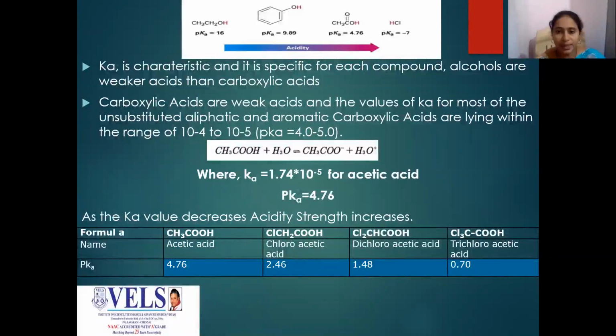Ka is characteristic and it is specific for each compound. Alcohols are weaker acids than carboxylic acids. Carboxylic acids are weak acids and their Ka values range from 10 power minus 4 to 10 power minus 5, and if you change it into pKa, it ranges from 4 to 5. If you take the example of acetic acid, when dissolved in water, its dissociation constant or Ka is 1.74 into 10 power minus 5, and changing that into pKa, it becomes 4.76. As the Ka value increases, acid strength increases, and as the pKa value decreases, acid strength increases. You can clearly see in the table column that substitution of chlorine one by one causes a decrease in pKa value and thereby an increase in acid strength.